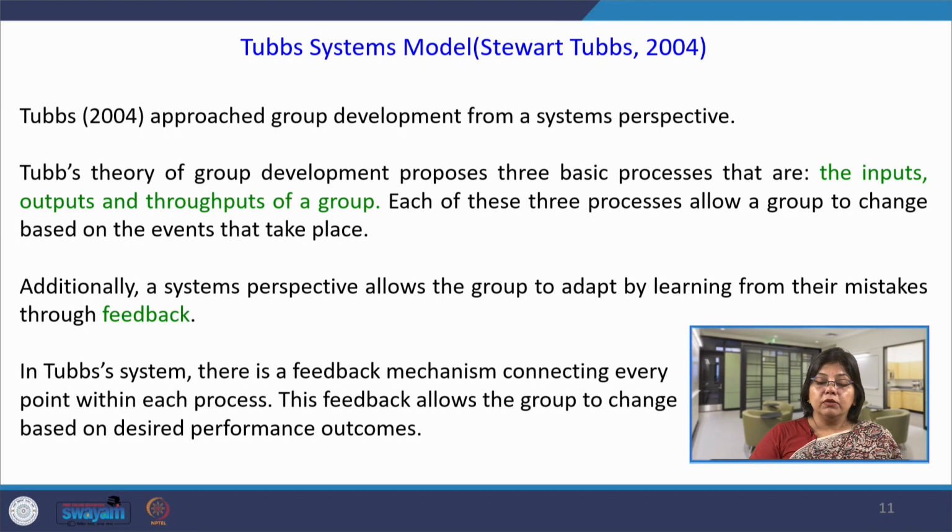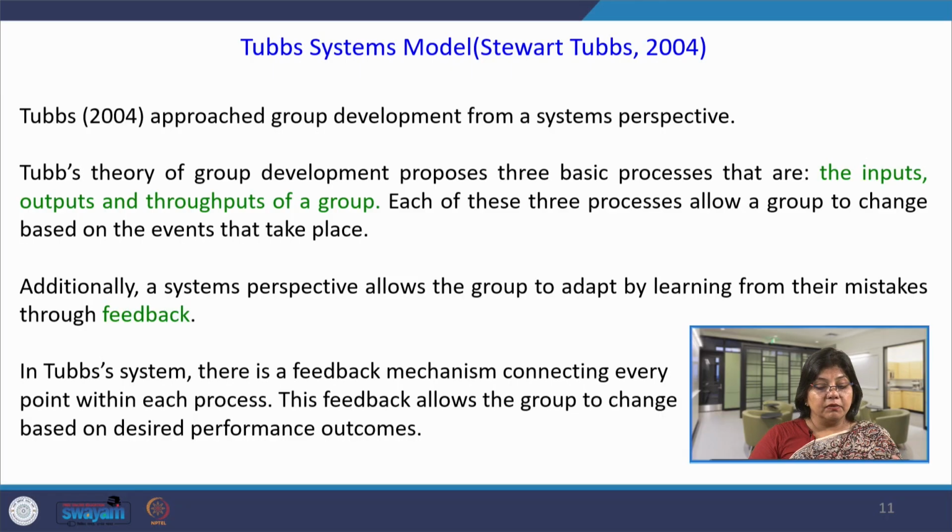So, according to this kind of model, that is TUP systems model, there are three basic processes: the inputs, the outputs and throughputs of the groups, and each of these three processes allows a group to change based on the events that take place. So, every time there is a stage, every time there is certain feedback, input, output and throughputs, the group evolves with a new thought process.